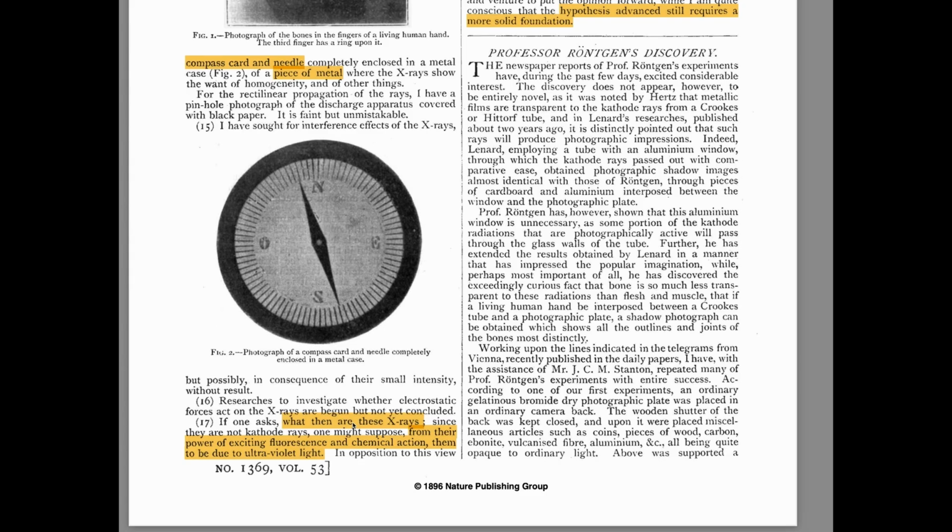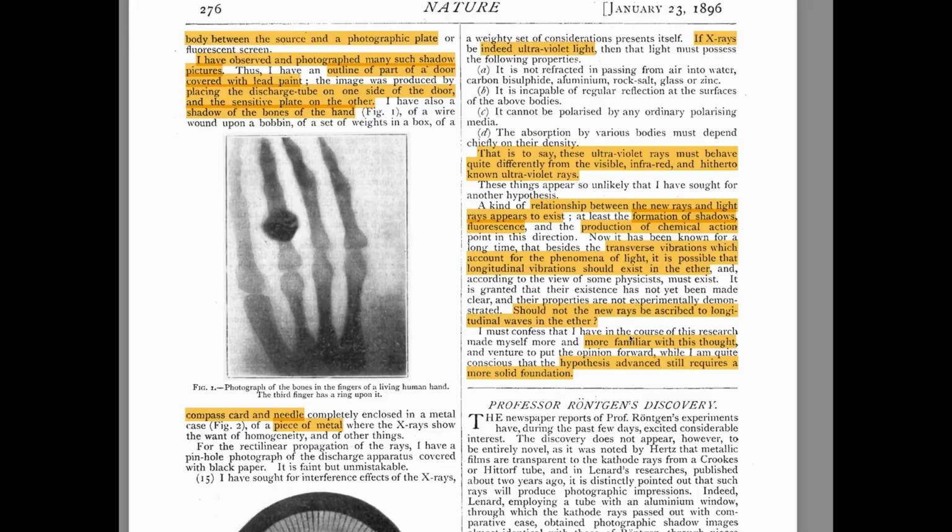Then, Röntgen clarifies a potential question. What then are these X-rays? Because he mentioned that X-rays are not cathode rays, the audience may suppose that X-rays are UV lights, or ultraviolet lights in other words, due to their power of exciting fluorescence and chemical action. However, Röntgen challenges this idea by listing properties that X-rays should have if they are UV lights. These properties, A, B, C, D, are those properties.